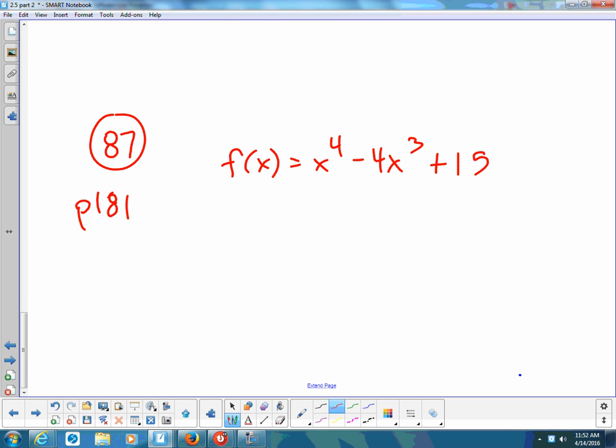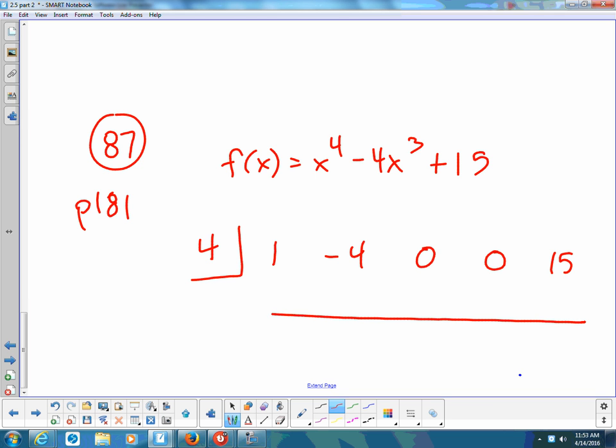We are testing for part A. Is 4 going to be an upper bound? So how do we do that? We put 4 in the box, and we do synthetic division. 1, negative 4, I don't have an x squared or an x to the first, so I need 2 zeros, and then 15. I do the synthetic division process, bring down the 1, multiply, I get 4, add, I get 0, multiply 0, add 0, multiply 0, add 0, multiply 0, add 15.